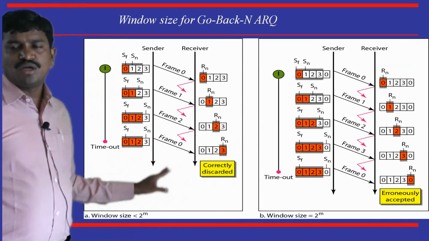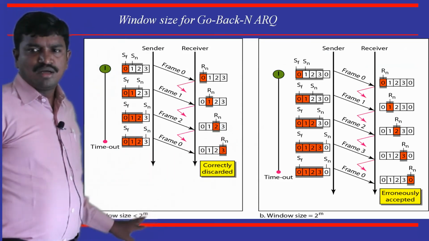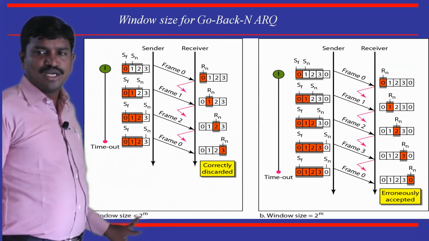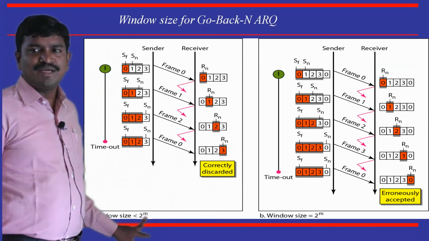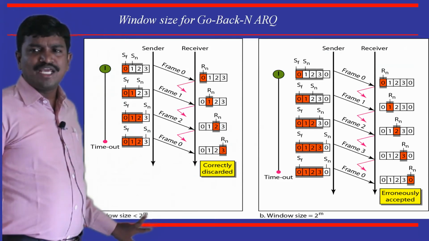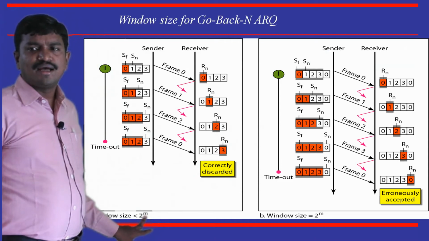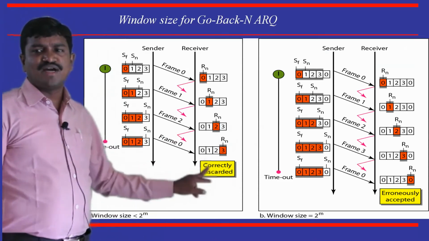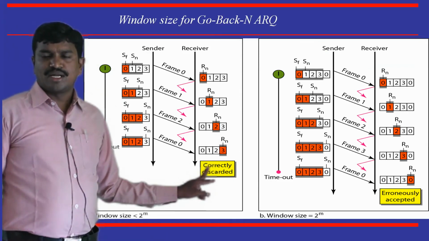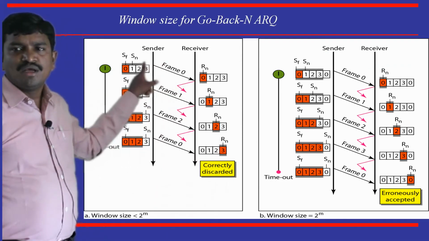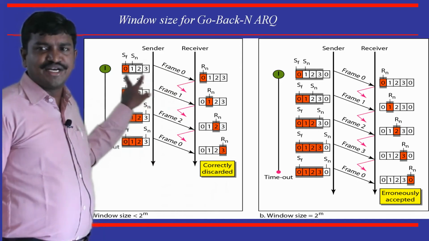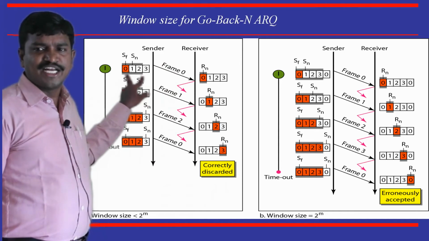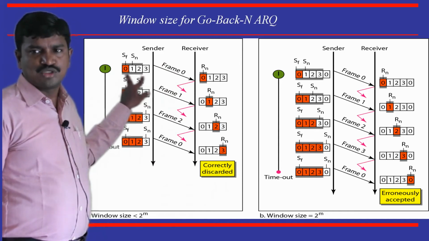Always remember the window size, whatever is mentioned, it should be less than 2 power m. Window size should be less than 2 power m, it should not be equal to 2 power m. Only if it is less can we identify that the frames are not arriving in proper order. See the shaded content: we have taken window size as 2 power m minus 1, where m is 2. So we have taken 3.